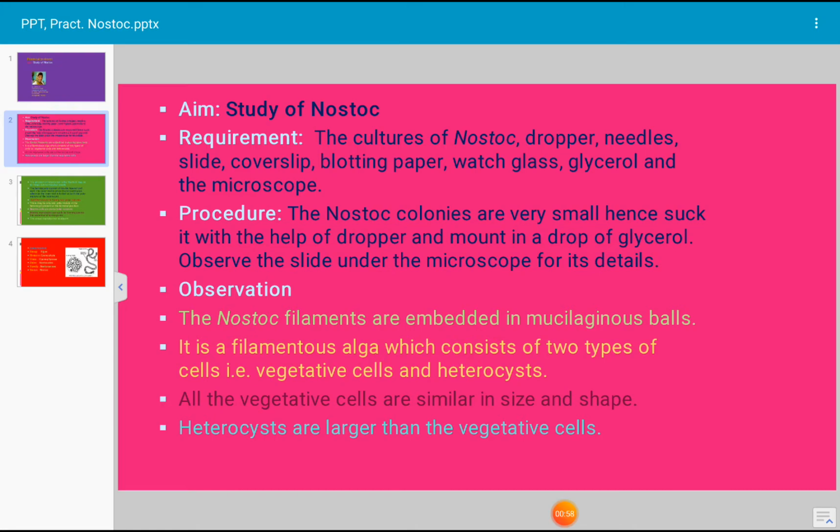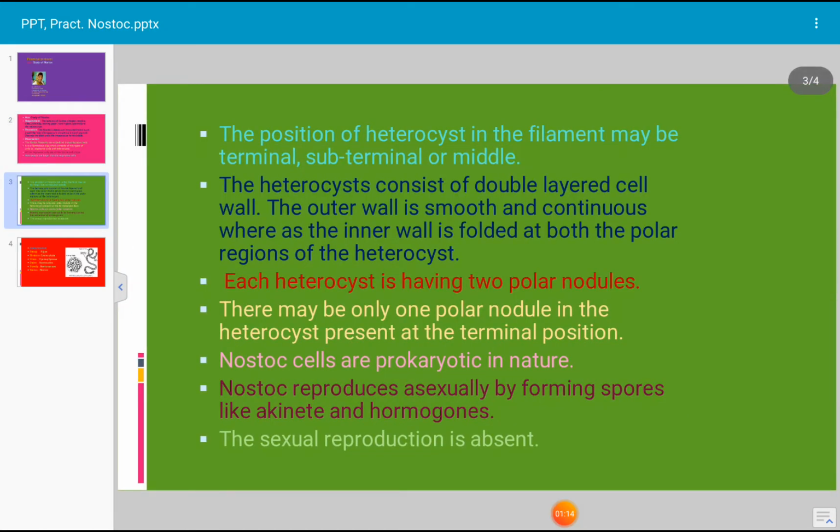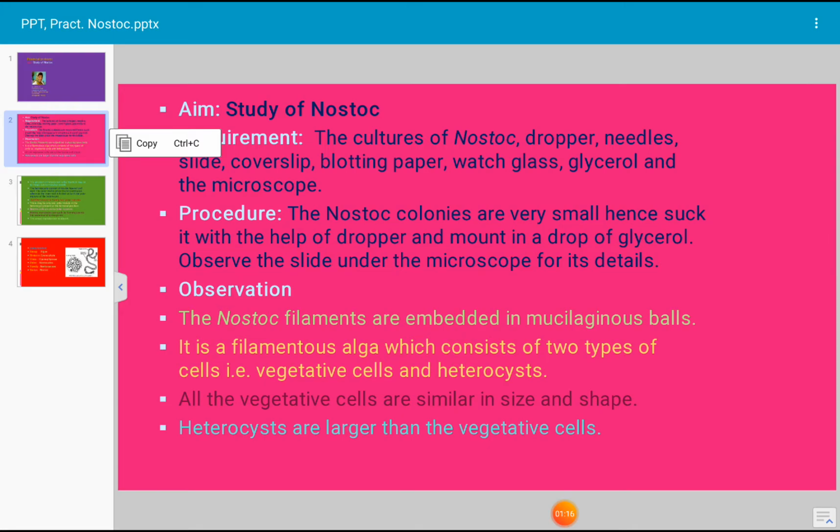In observation, what do we have to observe? First, we have to write about the Nostoc filament. Nostoc is a filamentous algae. It is unbranched, and the Nostoc filaments are embedded in mucilaginous balls. It is a filamentous algae which consists of two types of cells: number one, the vegetative cells, and the slightly larger heterocyst. These two types of cells occur in Nostoc.